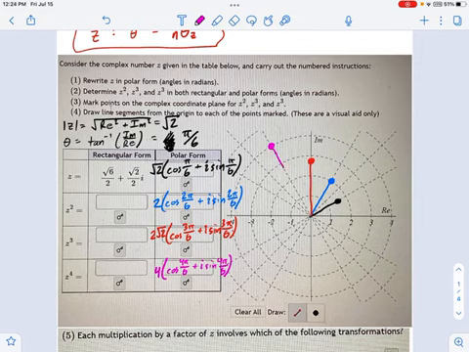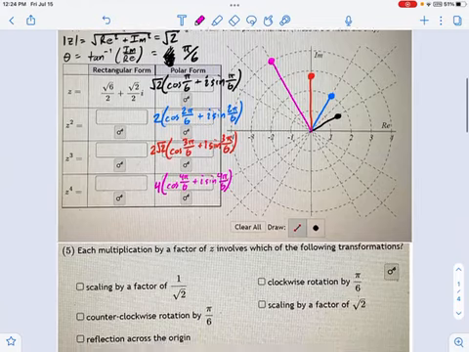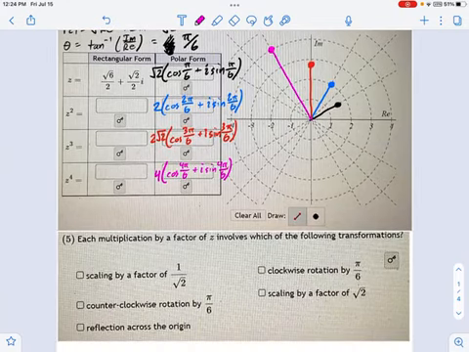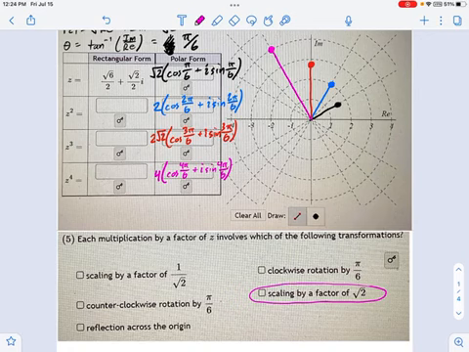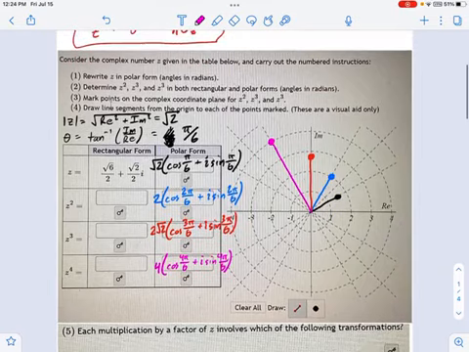So you see, every time you increase this by another power of z, what's happening? Well, you're scaling it by a factor of radical 2. It's not a big increase, but it is building up over time. And the counterclockwise rotation is going by that angle of pi over 6. And you can see this. This thing's getting longer, and it is going counterclockwise.